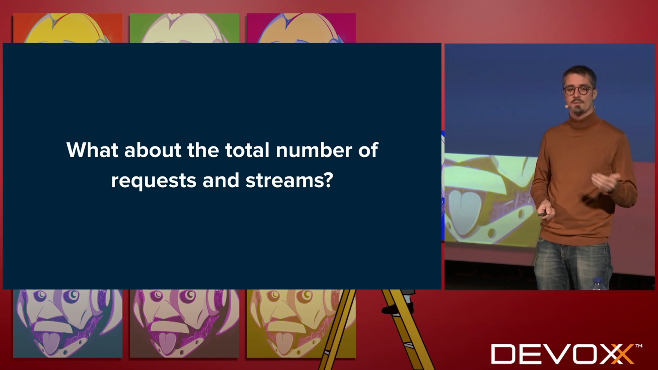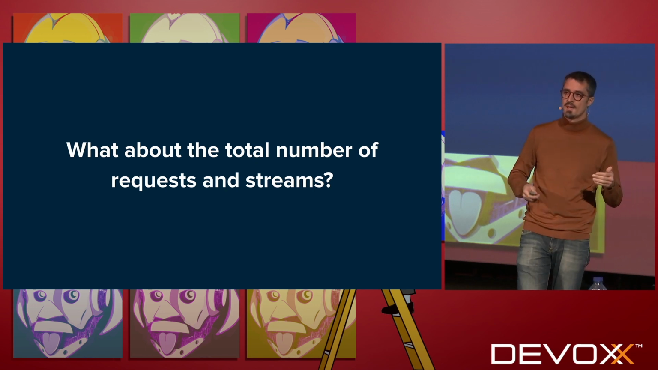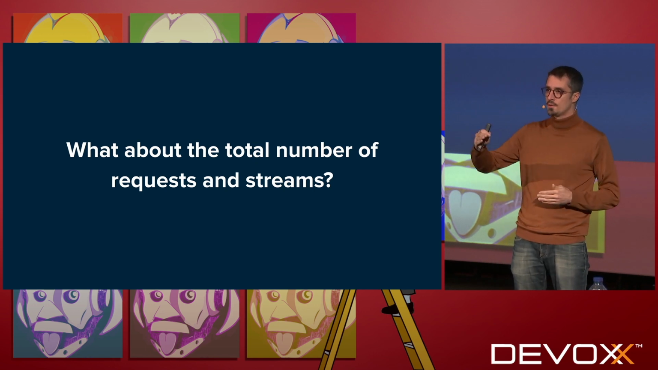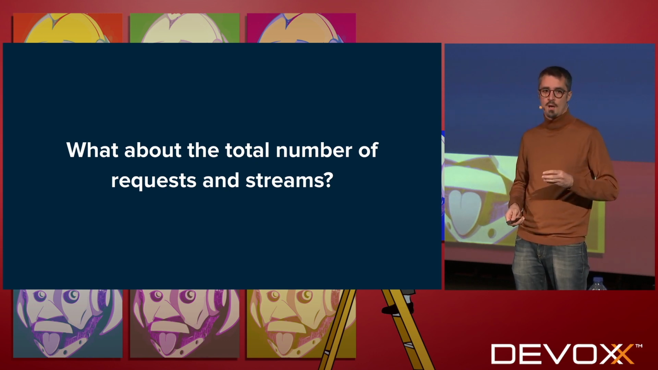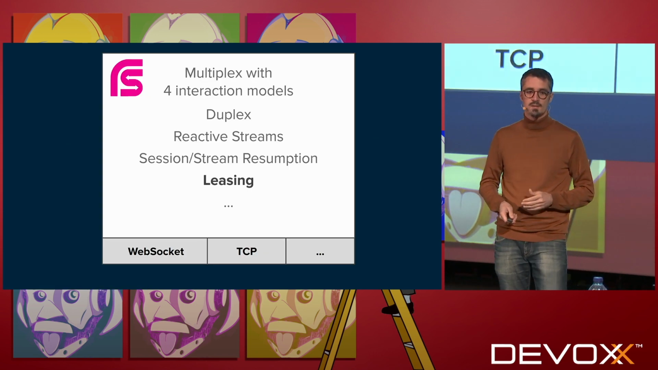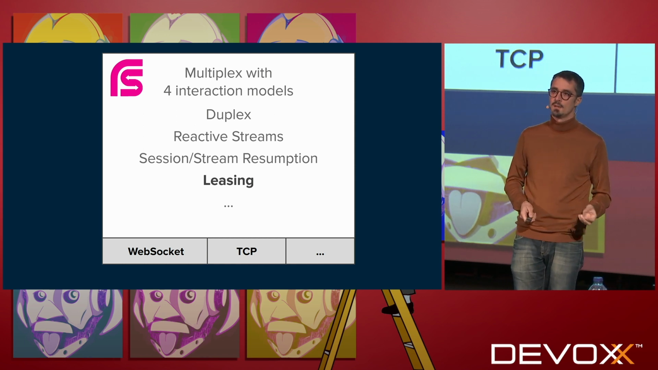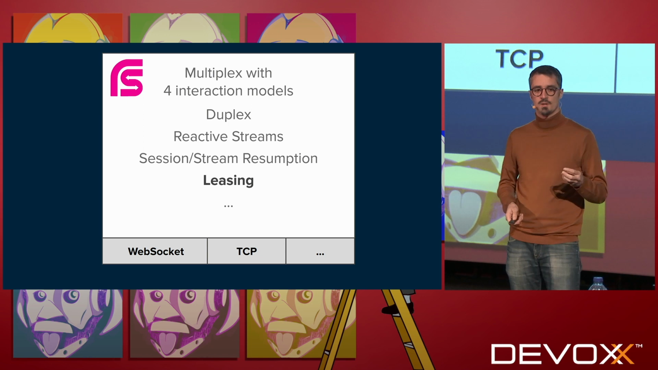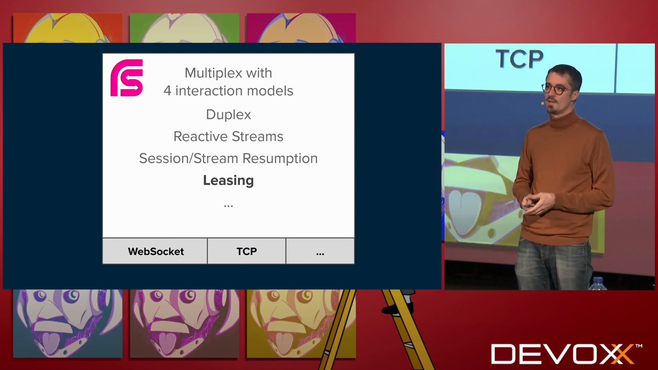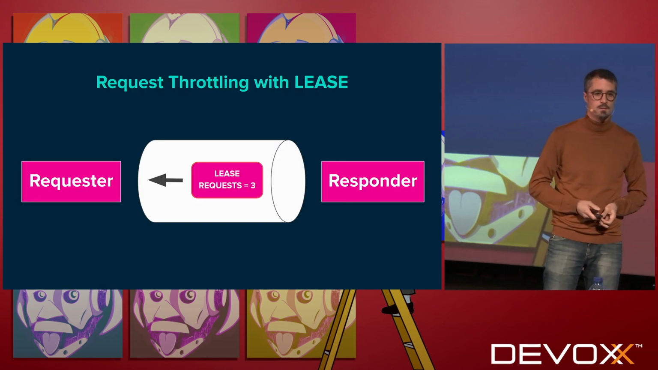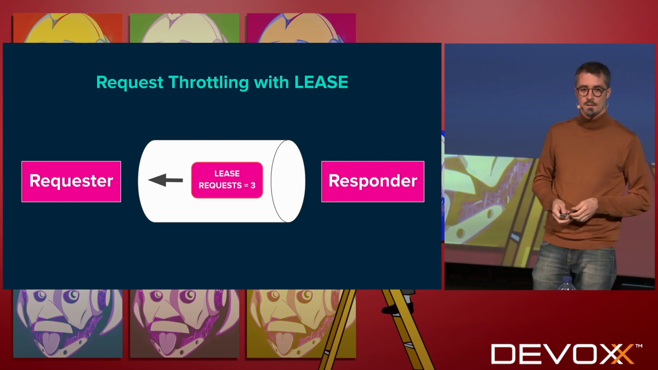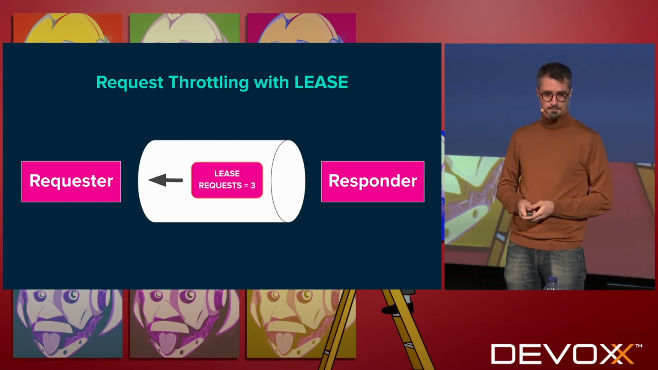So you may ask, what about the total number of requests and streams? Since I have a multiplexed connection and I can have a lot of different channels open, what if I want to limit the total number of parallel requests and streams? That's what is called leasing in the protocol. Leasing is that, but managed for all the opened channels, and you can configure request routing with lease with RSocket clients.